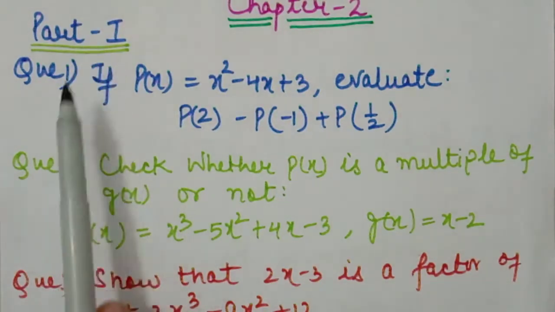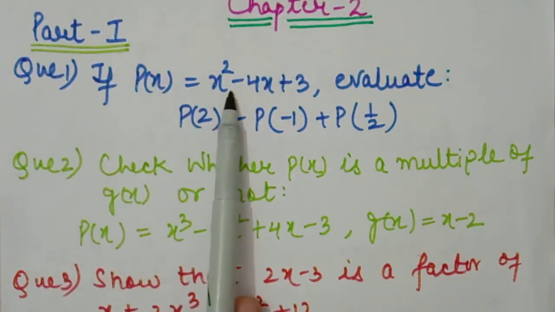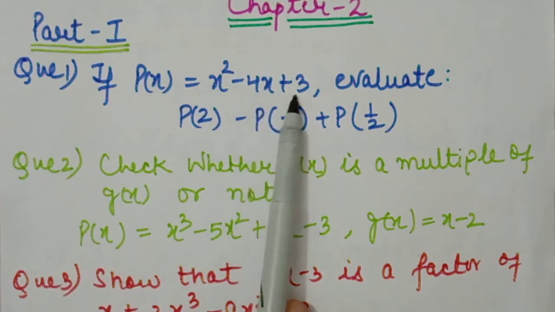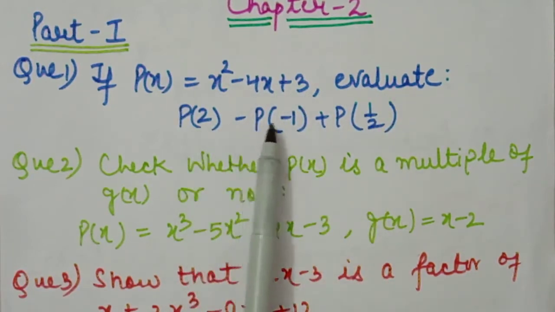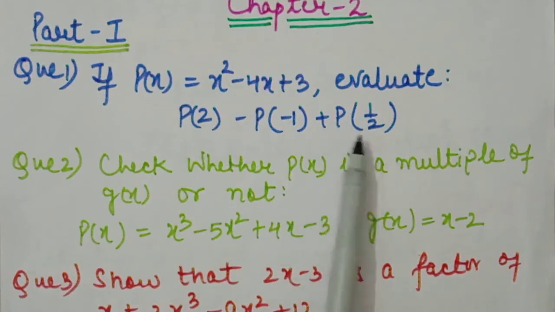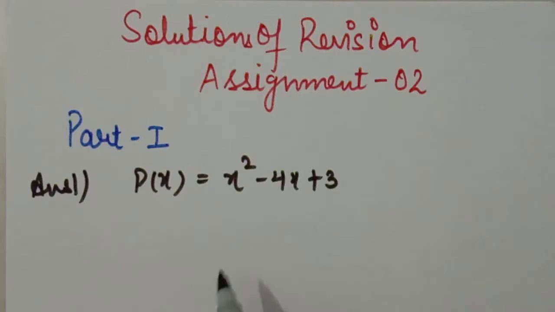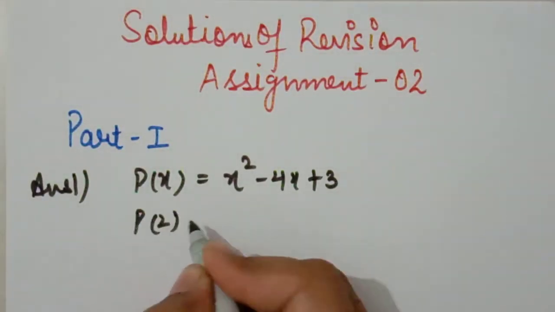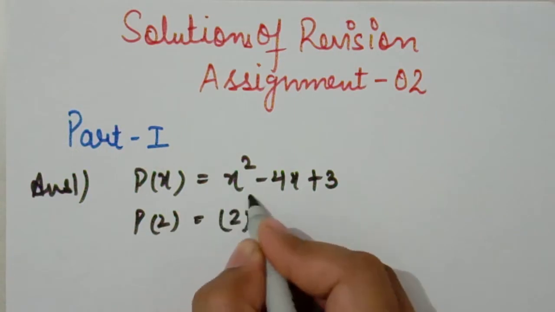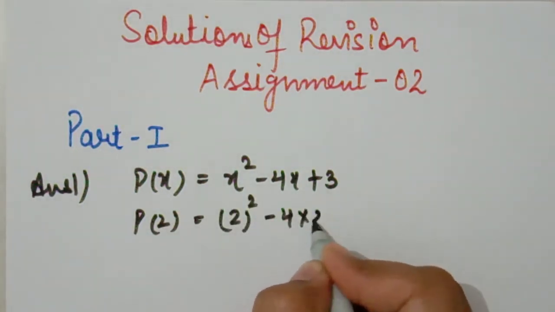In part 1, the first question was: if p(x) is x square minus 4x plus 3, then find the value of p(2) minus p(-1) plus p(1/2). So students, we will solve this question. First of all, we have to find the value of p(2). Then we will put 2 in the place of the variable.